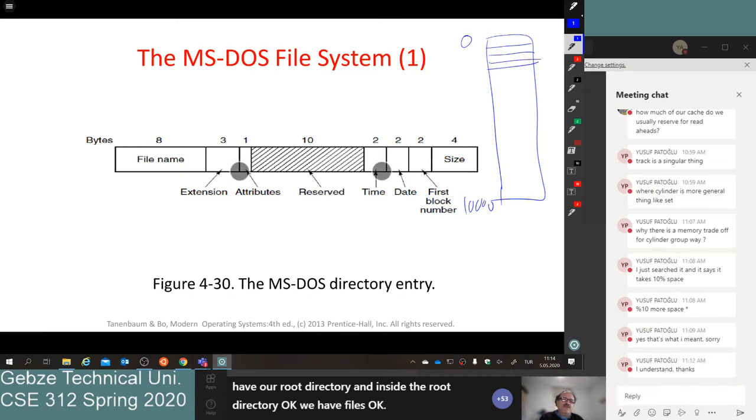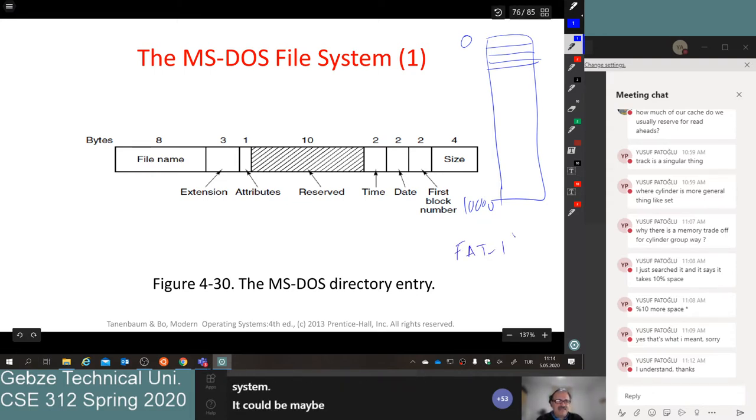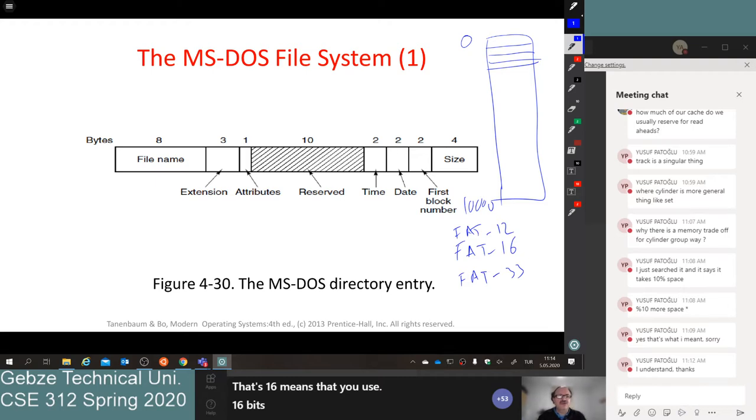And this is the structure of the entry for each file for the MS-DOS file system. So it's going to be maybe FAT16, FAT32, or sometimes FAT12. FAT16 means that you use 16 bits to address a block number. So there could be a total of 2 to the power 16 blocks.